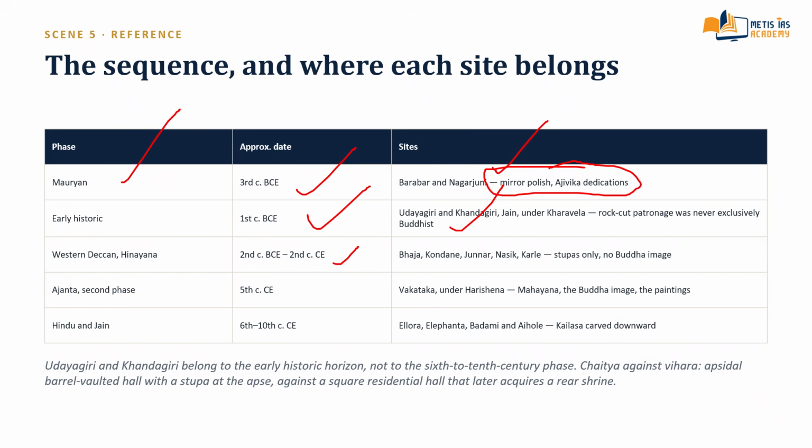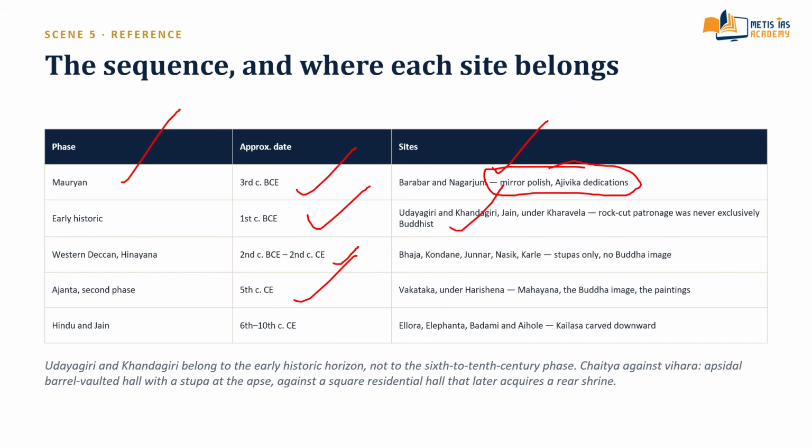Then comes the 5th century CE, Ajanta's second phase, some 30 excavations in a horseshoe gorge above the Waghora. This phase is under Vakataka patronage in the reign of Harisena. Now Mahayana comes, the Buddha image everywhere, and the paintings Padmapani and Vajrapani in cave number 1, the Jataka cycles in cave number 17, UNESCO inscribed, named here, taught in chapter number 8.